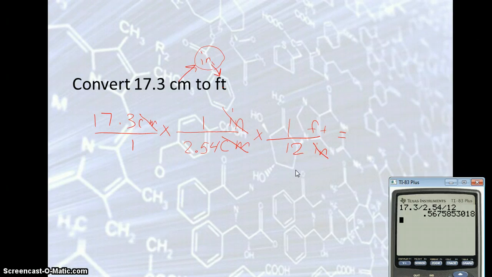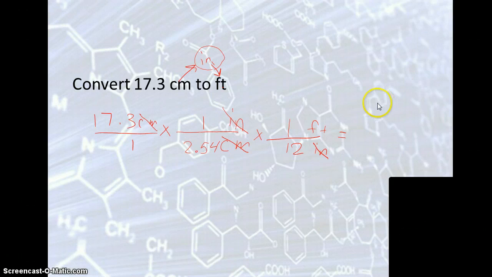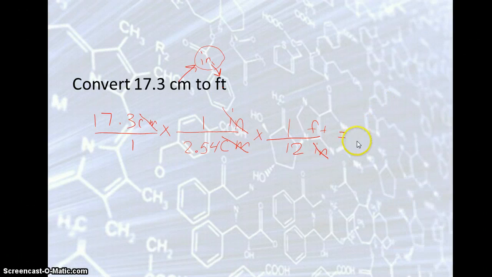Let's go ahead and round that number. Oh, let's say to 3 sig figs. Let's say 0.568 feet.